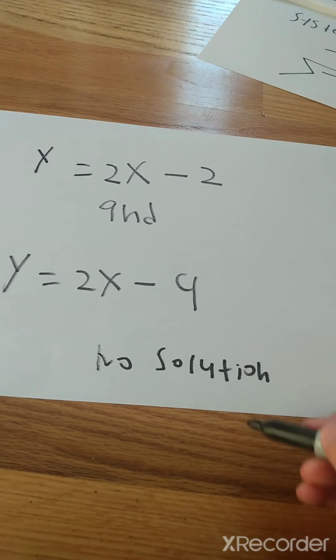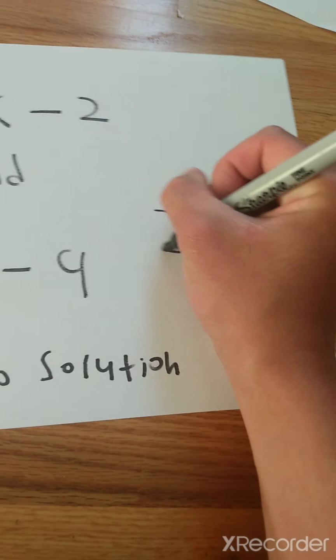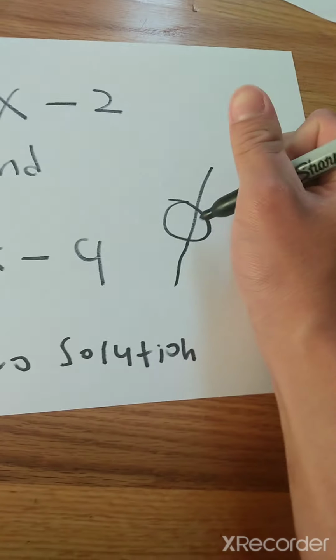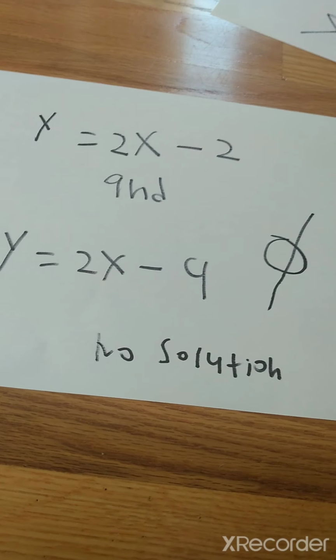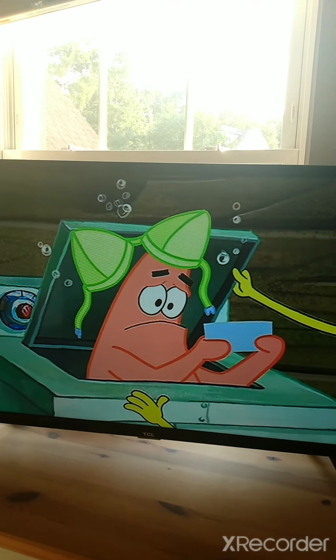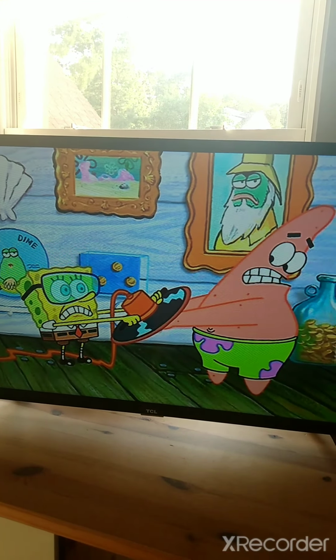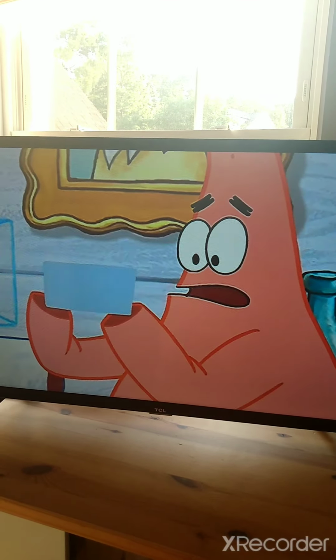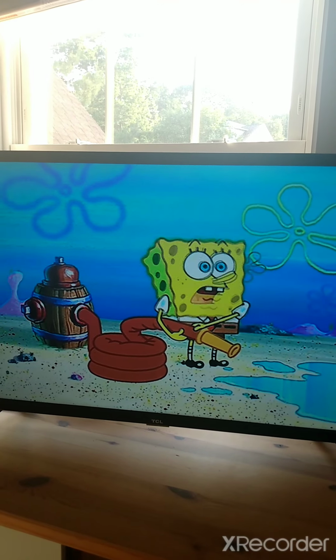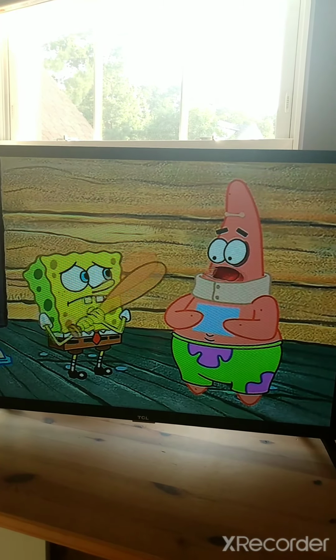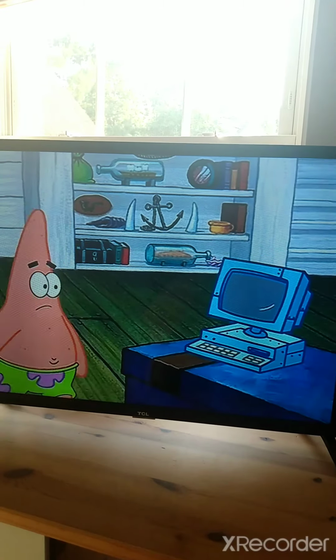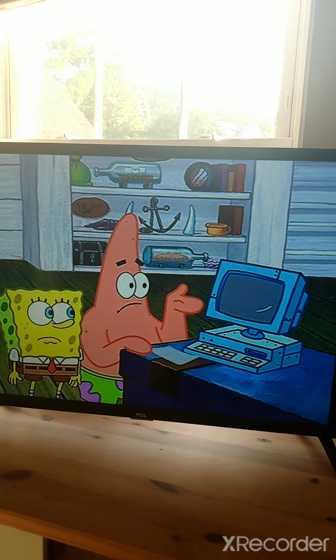And the symbol for no solution is a circle and a line crossing it saying this equation do not work. Did it work? No. Did it work? No. Did it work? No. Nothing's working! Wait, SpongeBob! We're not cavemen! We have technology!